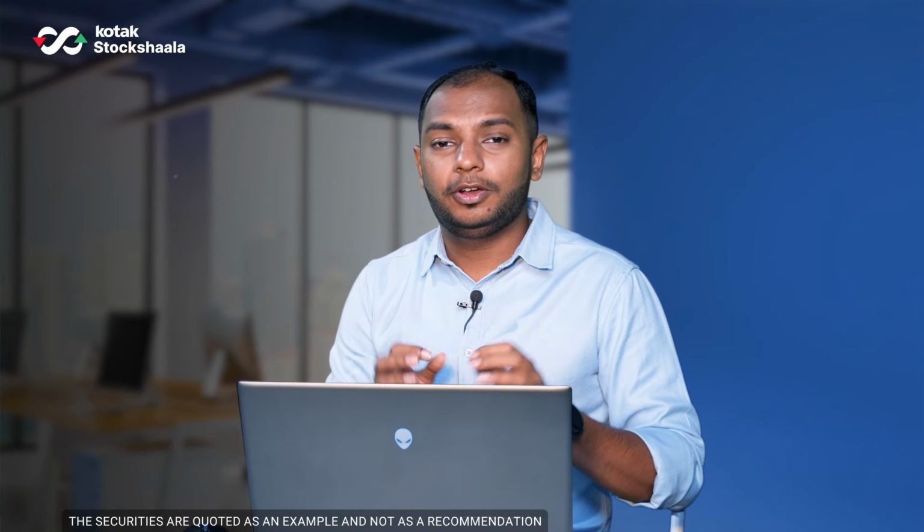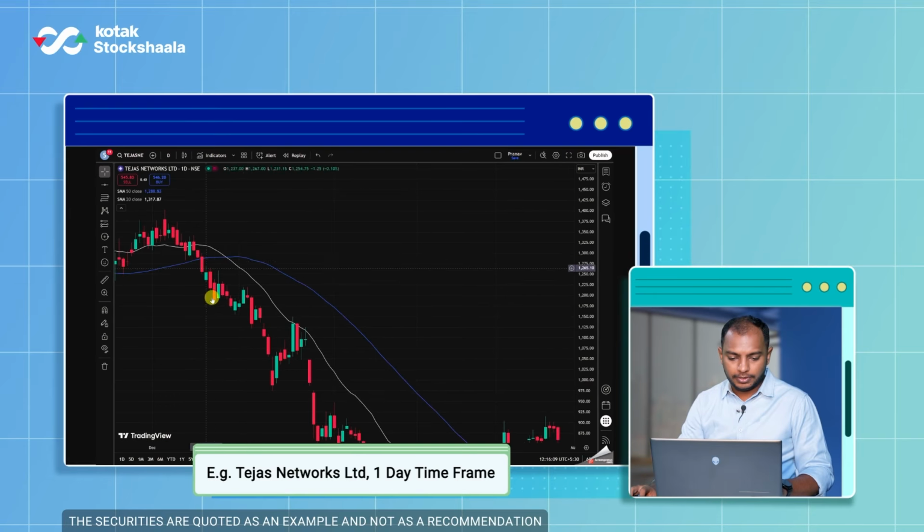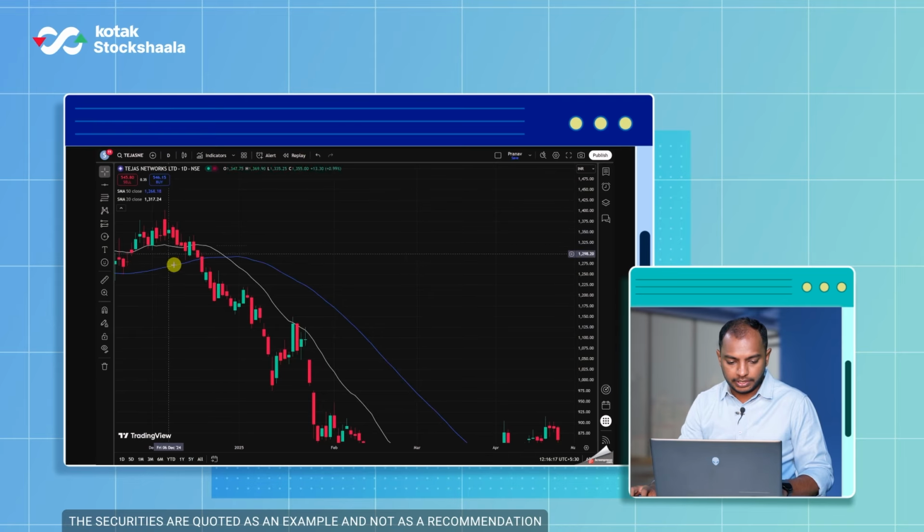Here is an example of a crossover on Tejas Networks. On the chart, we have taken the 1-day time frame candlestick chart. The blue line represents the 50-day moving average, whereas the white line represents the 20-day moving average. As and when you can see that the white line crosses the blue line, that's a crossover confirming that the trend is bearish. And after that crossover, you can see the trend has continuously been on the downtrend.